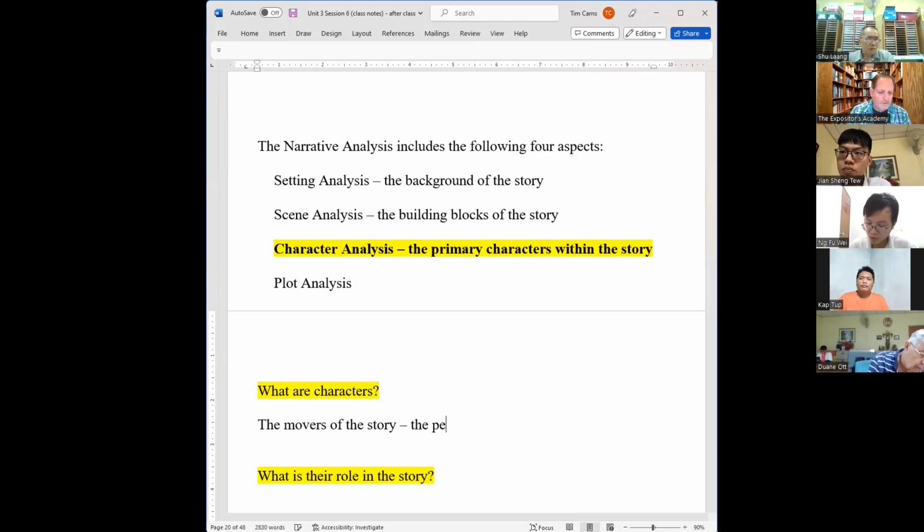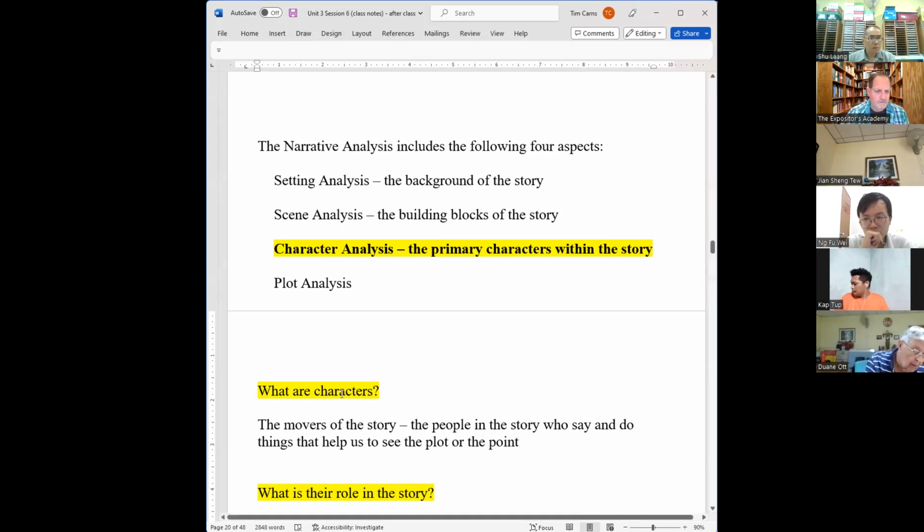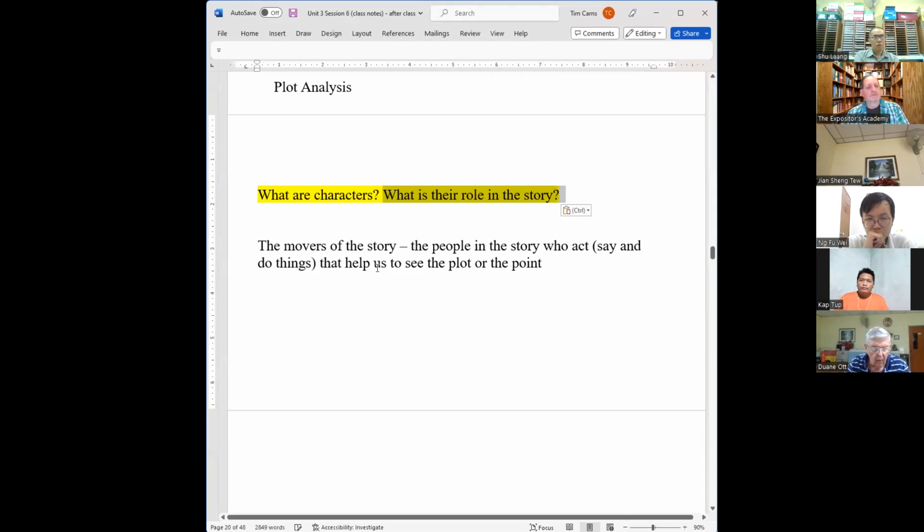Okay, so the people in the story, how would we put that? Who say and do things that move the plot or the point of the story. Could I say it that way? You have to act. Yeah, who act. Okay. All right, good. Anybody else have a... That really answers both questions. Yeah, they're contributors. I mean, the ones that contribute the information.